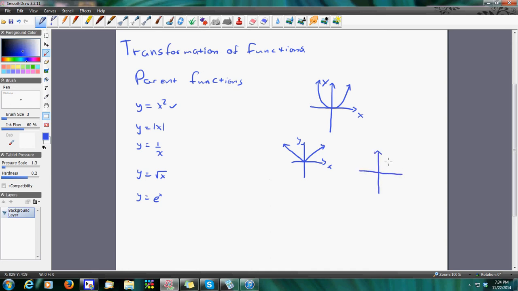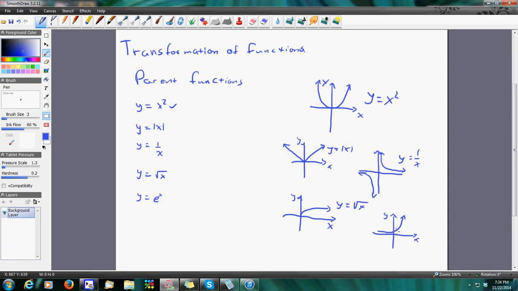It helps if you know that y equals 1 over x looks something like this. You should know that y equals radical x is 0, 0, 1, 1, 2, 4, 3, 9, etc. And you should also know that the exponential function y equals e to the x looks like this, such that 0, 1 is a point, and 1, 2.71828, etc., is a point.